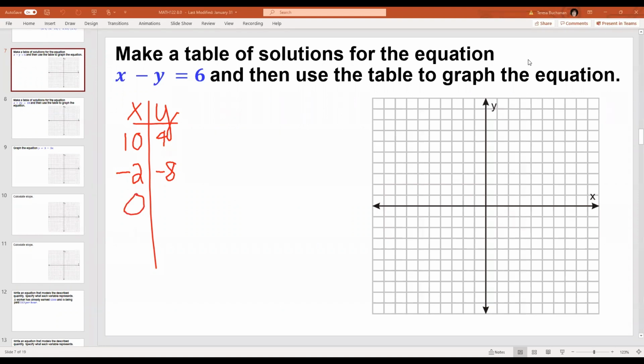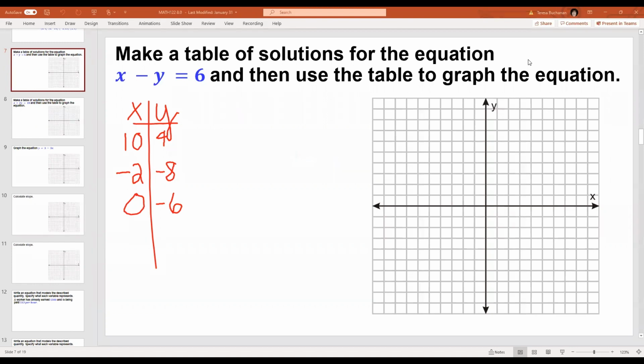What if I put in a 0? 0 minus negative 6, right? It has to be negative 6, because minus negative 6 is a positive 6. So that has to be a negative 6.